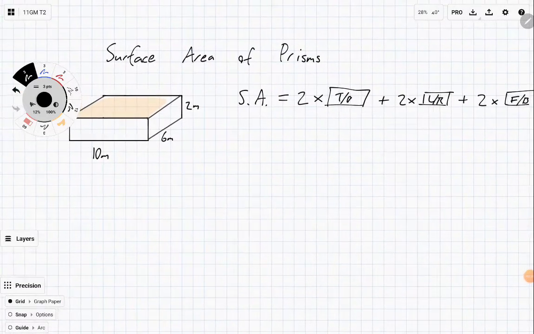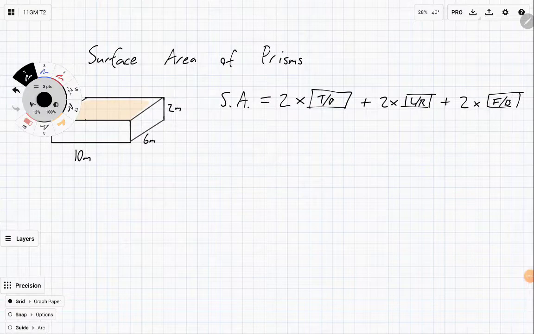So we now have basically a formula that we've just written. How many different things do we have? We've got 6 rectangles, the top and the bottom are the same, the left and the right are the same, and the front and the back are the same. Alrighty, so 2 times length times width, plus 2 times length times width, plus 2 times length times width.